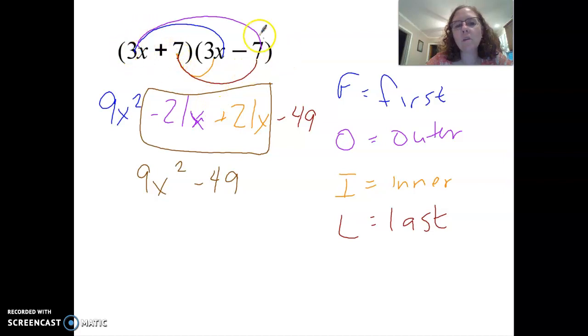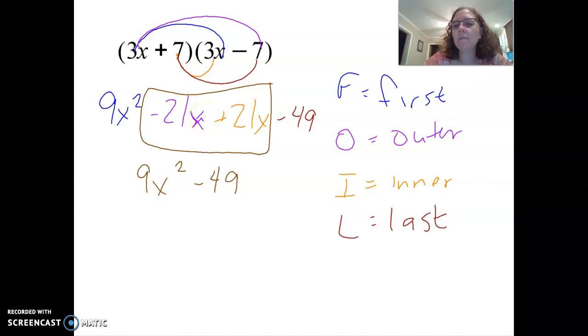So when the numbers in the parentheses are the same except for their sign, that's always going to happen. These two in the middle are going to cancel out. And what we're going to be left with is only the a and the c, right? Because the b in the middle canceled out. Remember how it was ax squared plus bx plus c.